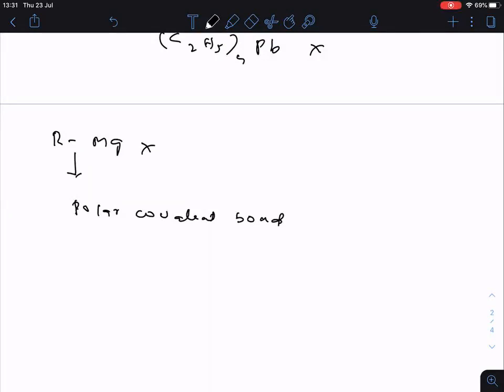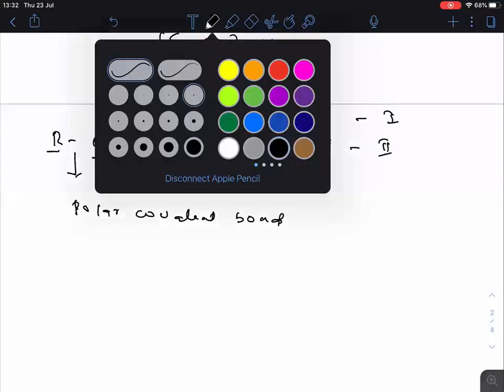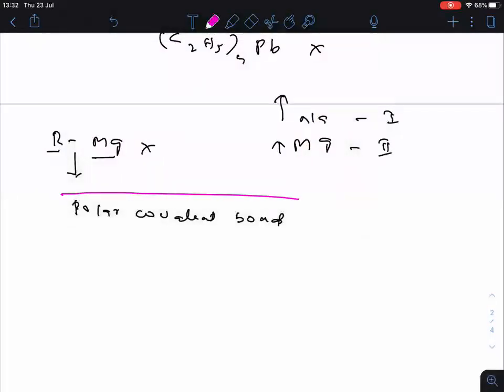Because magnesium belongs to the second group of the periodic table, and sodium is first group. So sodium is more metallic. Magnesium is less metallic. When compared to 1A group elements, 2A group elements are less metallic. Since it is less metallic, the bond between R and magnesium is not completely ionic, not completely covalent also. It is a polar covalent bond. That means it is 50% ionic and 50% covalent, remember.